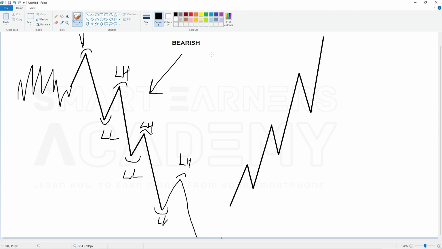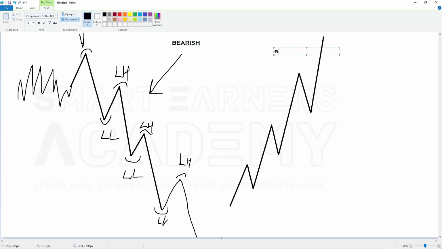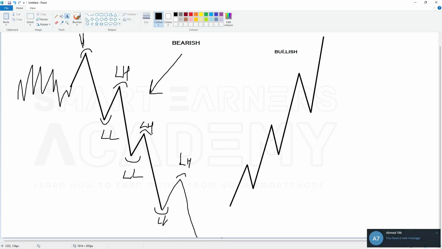Now let's move on to bullish structure. I'll quickly write over here bullish structure. So let's say this is just price action here. Let's just say this was a low.